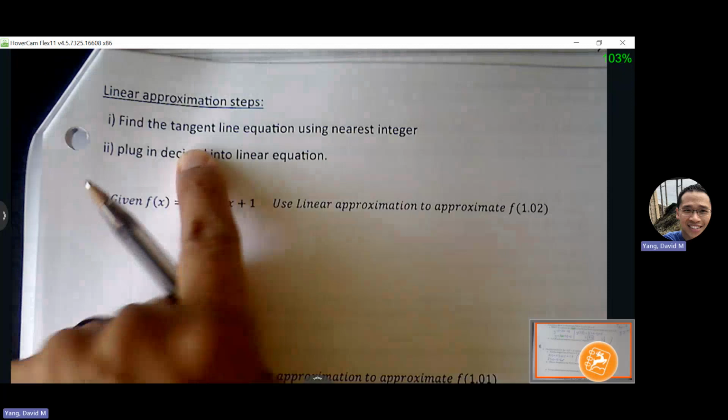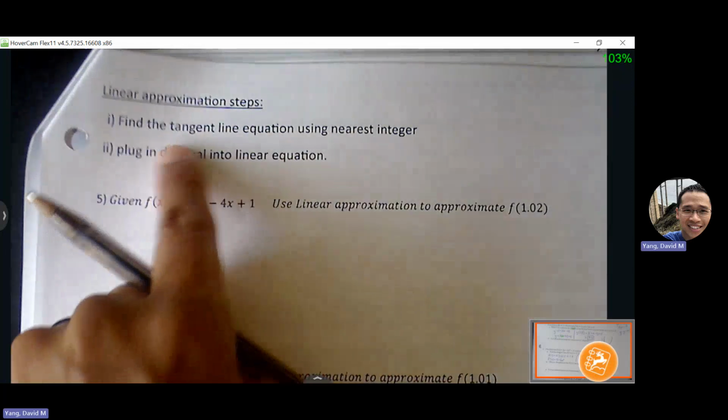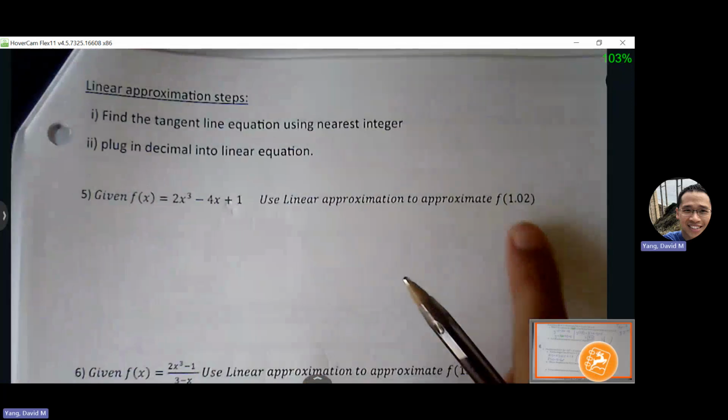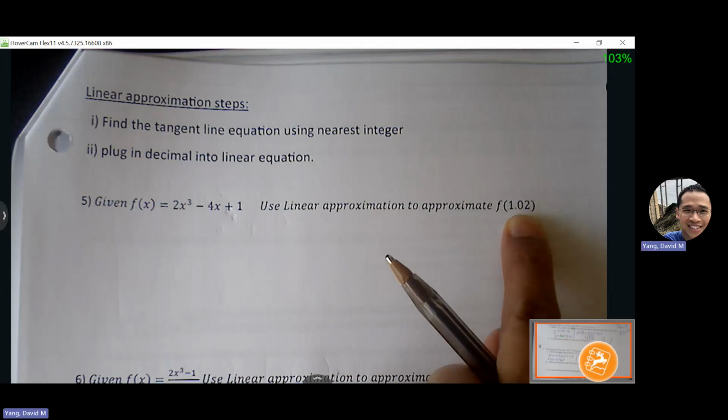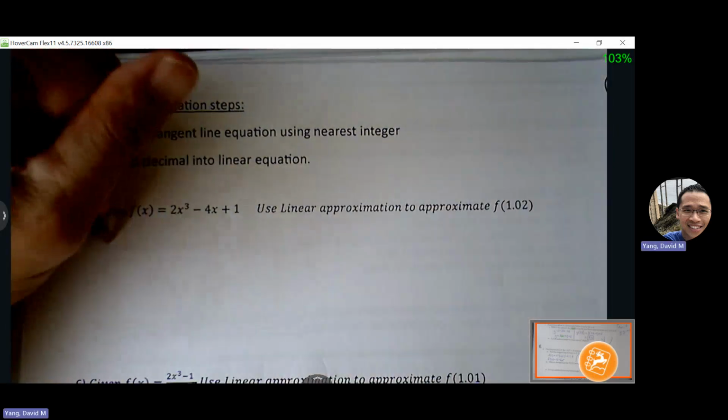Okay, so linear approximation steps. This one says find the tangent line using the nearest integer. So we're not going to play with the decimal yet. We just want to find an integer that's close by. So what x value can we choose? 1. So we'll choose x equals 1.